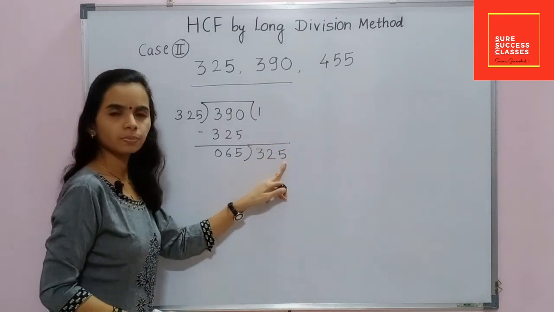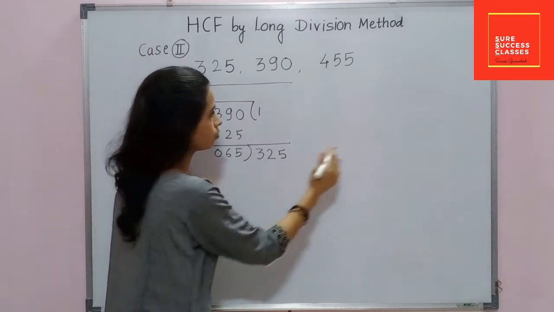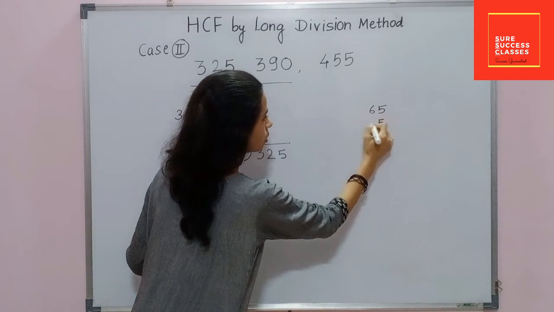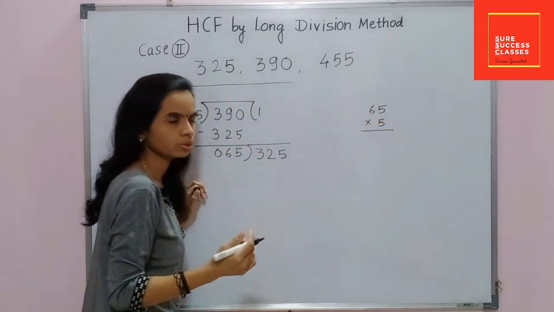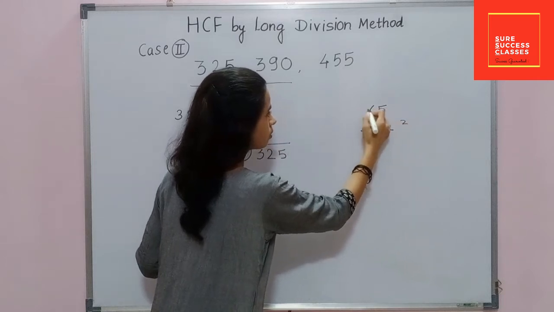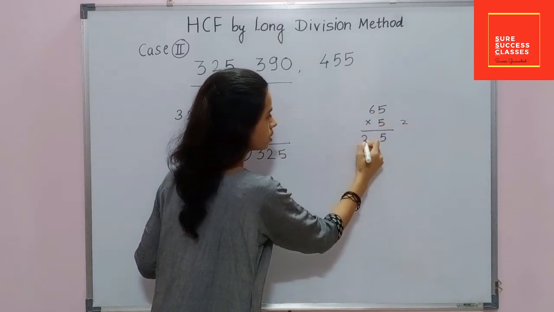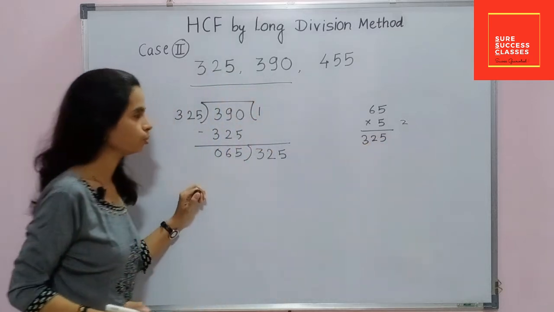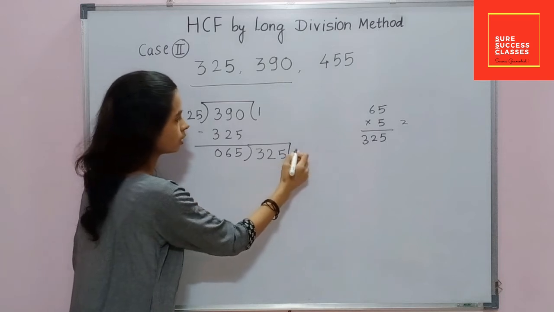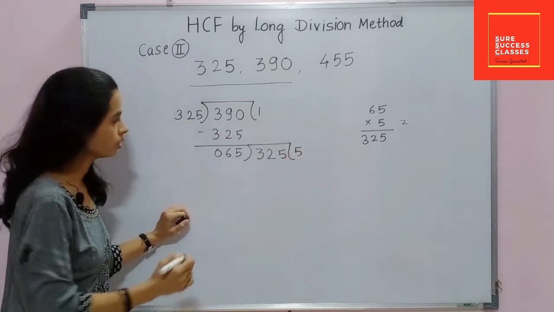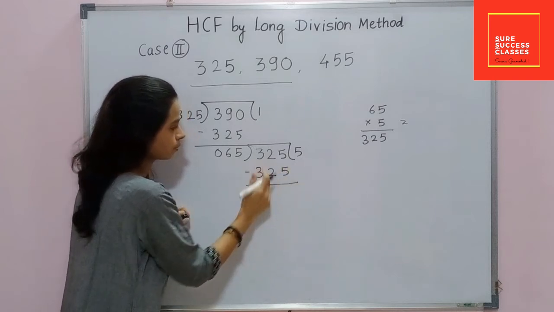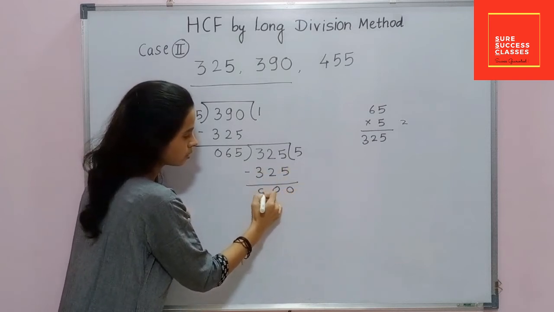At one's place we have 5, which means if we multiply this 65 by 5 we will see what we get. 5 into 5, 25. 2 will remain. 5 6s are 30 and 2 means 32. So here we have got 325. We will write here 5 as a quotient and subtract 325 from this number. We will get remainder as 0.